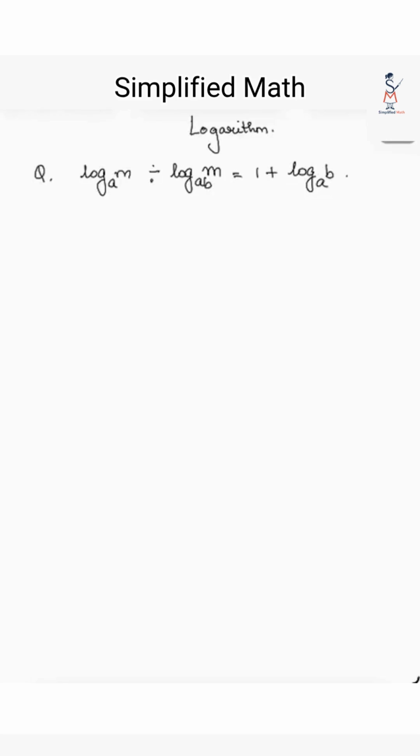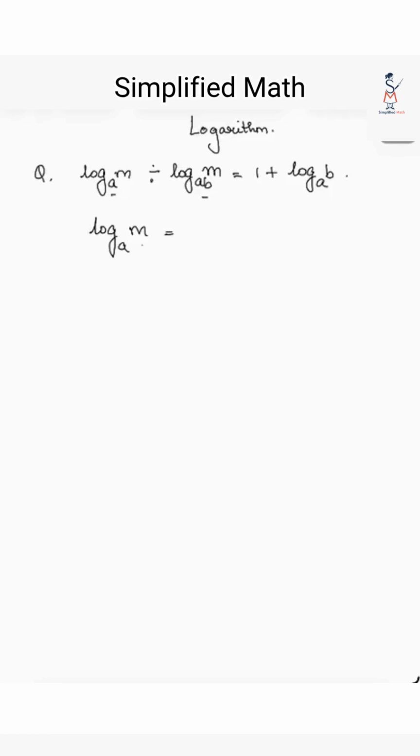Hi, we are doing logarithm. Question: log m to the base a divided by log m to the base ab is equal to 1 plus log b to the base a. So don't get confused. What we will do here, we will change all the bases to 10. Fine. So that should be my first job.